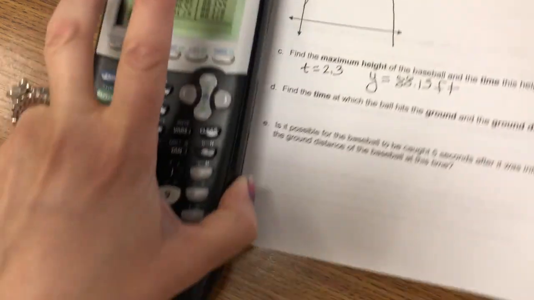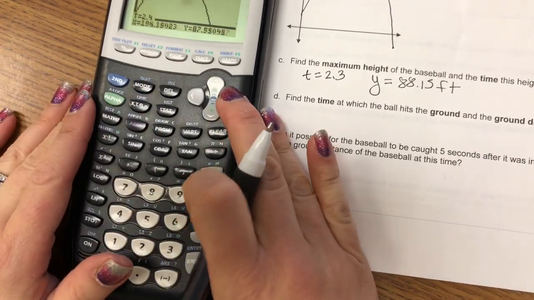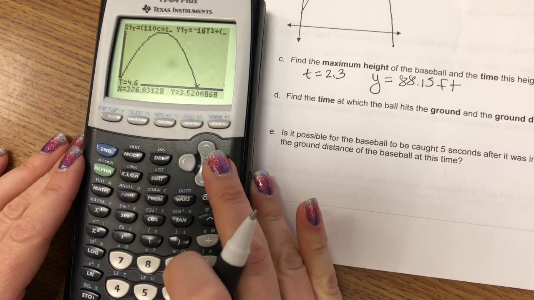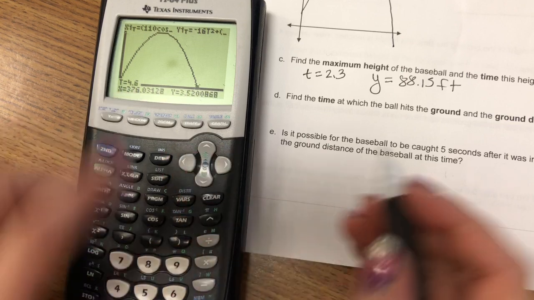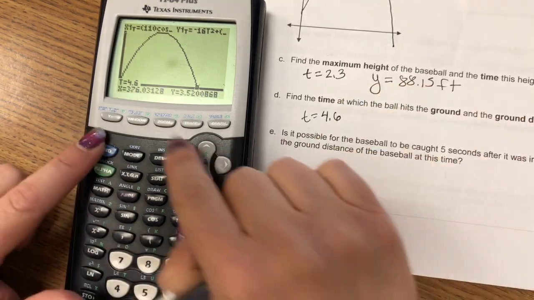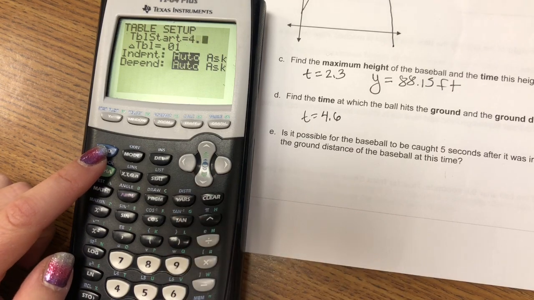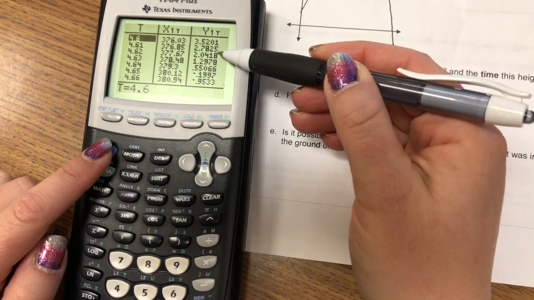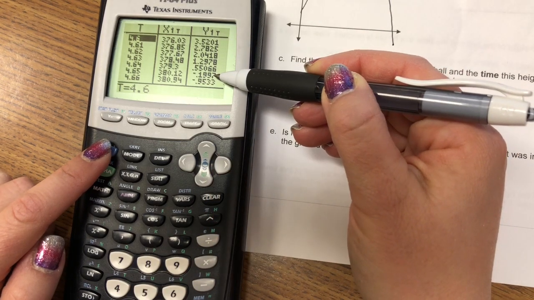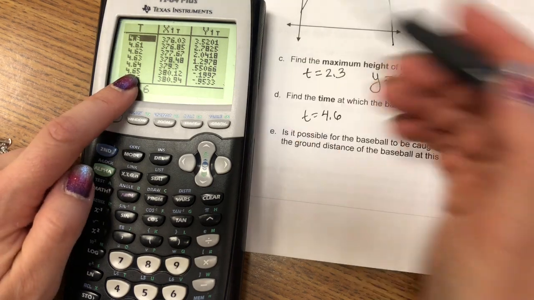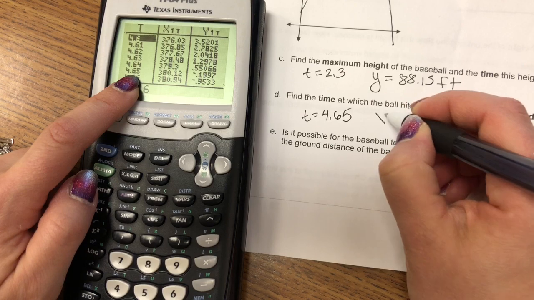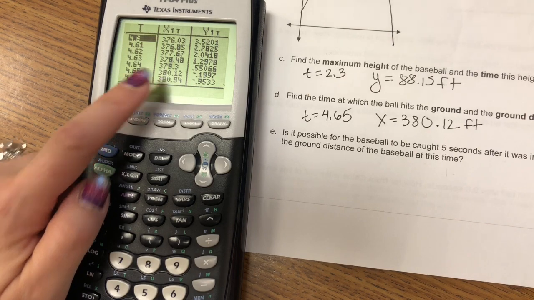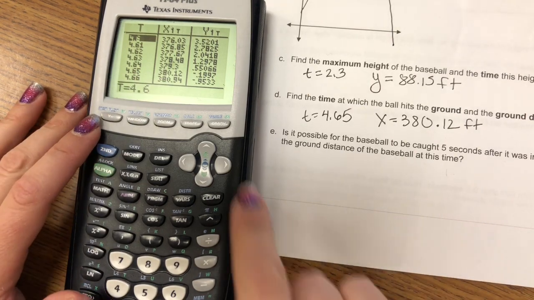Find the time at which it hits the ground and the distance. So we're going to trace again over here. Oops, sorry. All right, so near 4.6. So second table set, second window, 4.6. Second graph is the table. And I want when the closest to 0. Negative 0.19 is closer than 0.55. So it's 0.456 at 380.12 feet away.